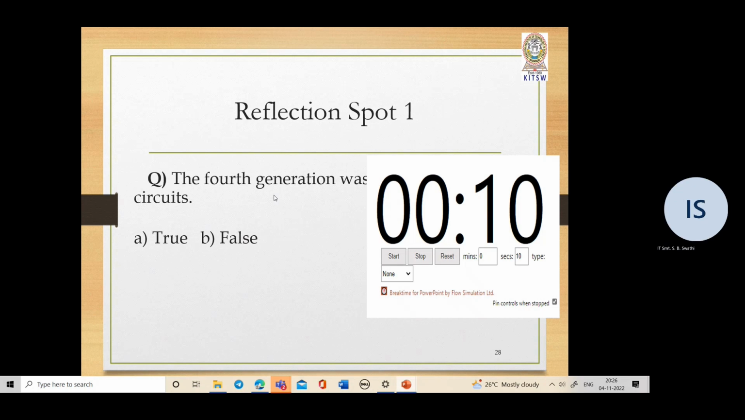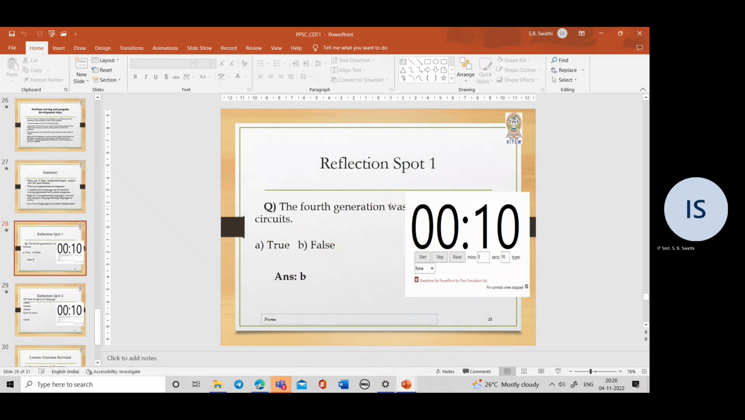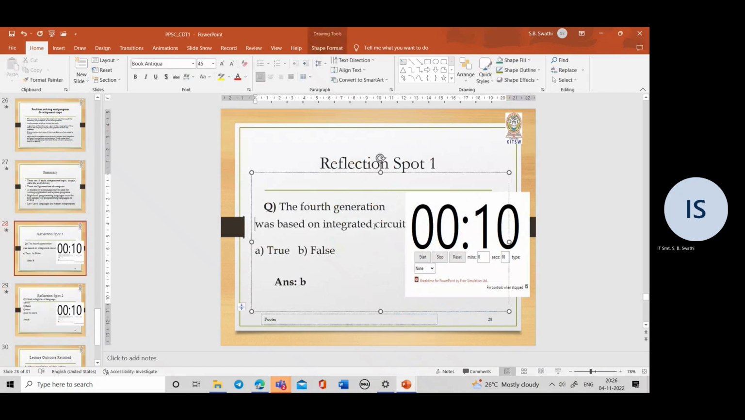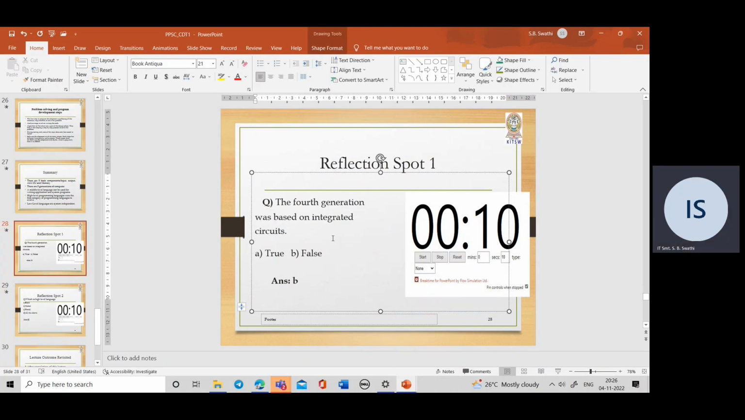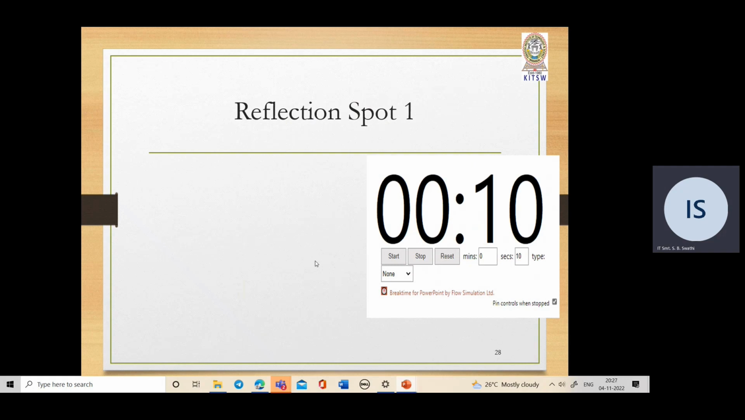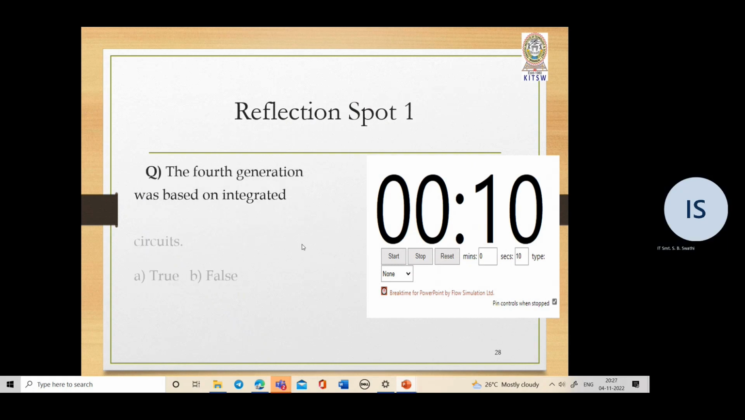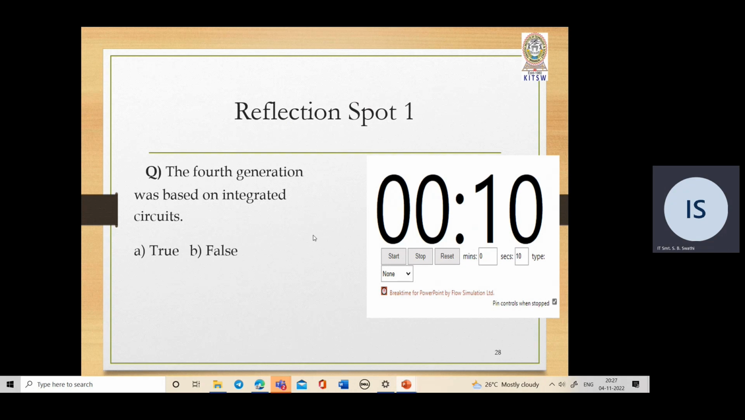So students, let's have a small questionnaire here. The 4th generation was based on integrated circuits. We have already discussed this one. So what is the answer? Just take a few seconds and try to answer whether it is true or false. So the answer is false here. Okay, so 4th generation is not integrated circuits.